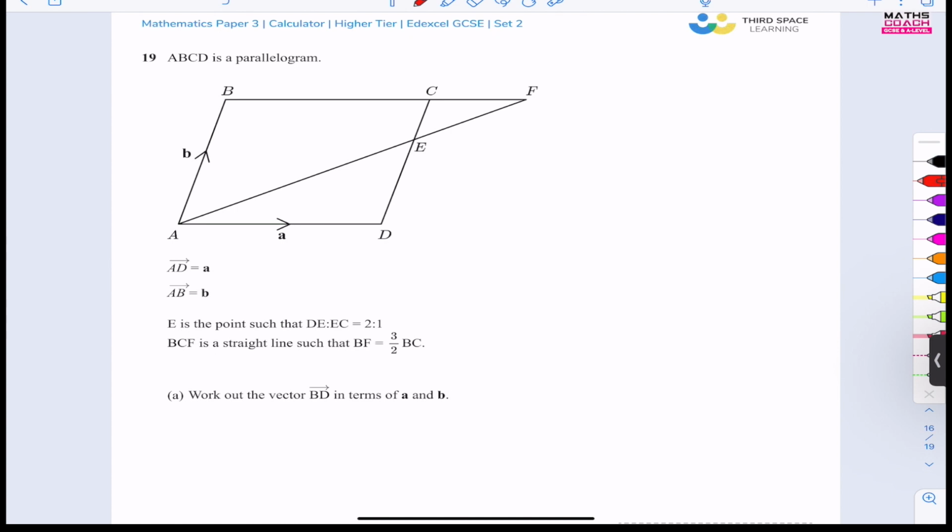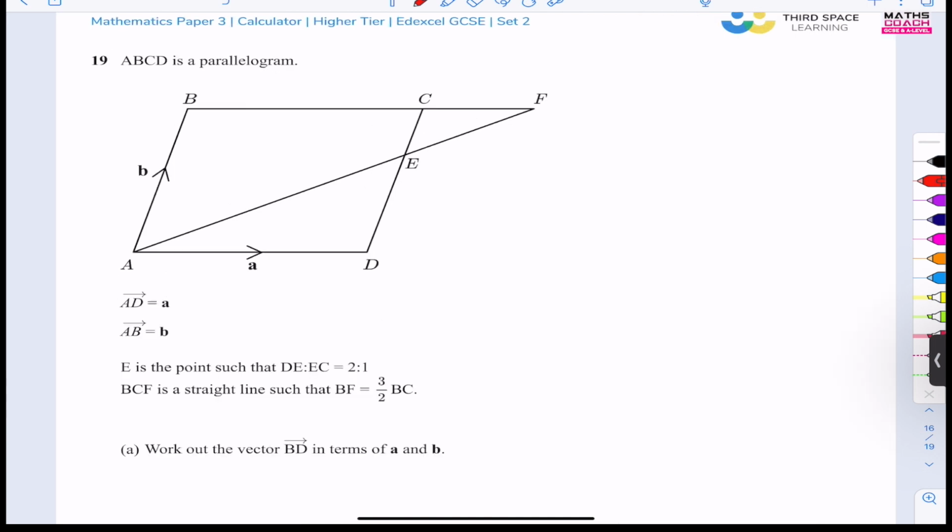Question 19. ABCD is a parallelogram. A to D is A and A to B is B. E is the point such that DE, EC is in the ratio 2:1. BCF is a straight line such that BF is equal to 3/2 BC. Work out the vector BD in terms of A and B.